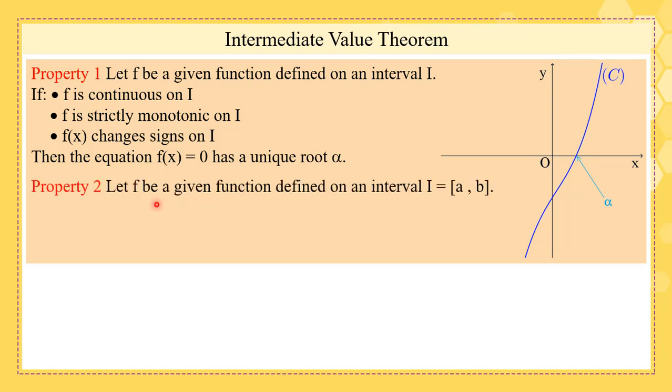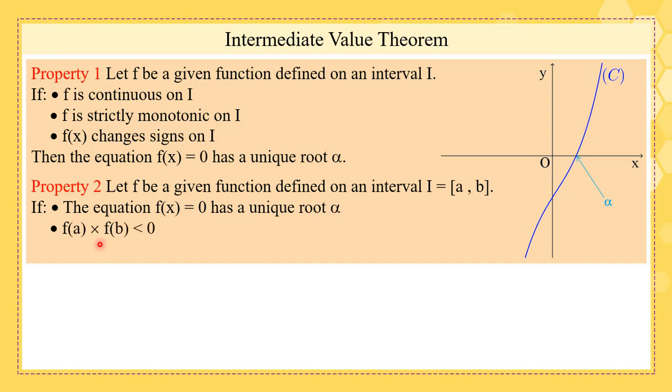Let's see property 2. F is a given function defined on an interval I. If now the equation f of x equals 0 has a unique root alpha, we do know that it has a unique root alpha, and f of a times f of b is negative. In other words, one of these two values is negative and the other one is positive. They have two opposite signs.